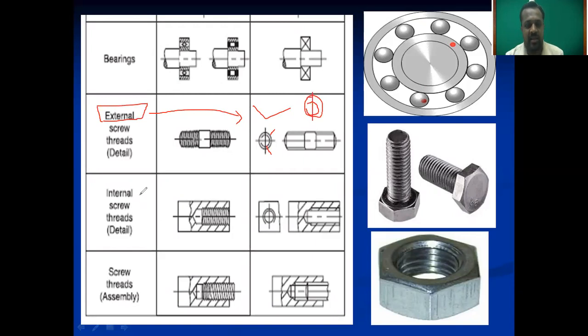Okay, and how to remember the internal thread? If there is an internal word, at that time you have to remember the vice versa. How will it be? Yes, internal complete and external half. Okay, you just have to remember: if external is there, the external circle is completed. If internal is there, the internal circle is completed.